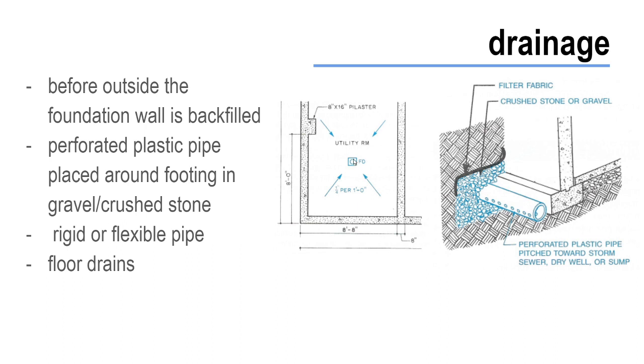You'd have your symbol for your floor drain as well as the slope. The floor itself wouldn't be completely flat. It would slope towards that drain to accommodate for it.